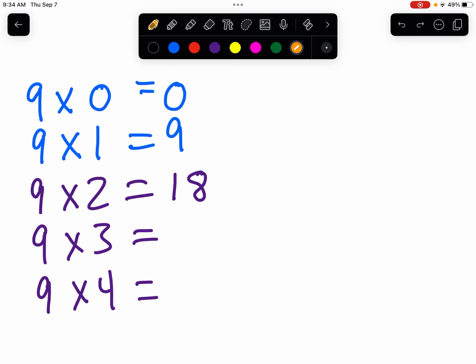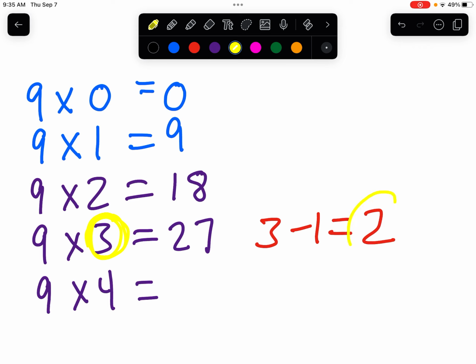Let's do it with the next one. 9 times 3 is 27. Let's look. 3 is the number. 3 minus 1 equals 2. So guess what? 2 is the starting number for the answer. 9 times 3 is 27. 3 minus 1 is 2.